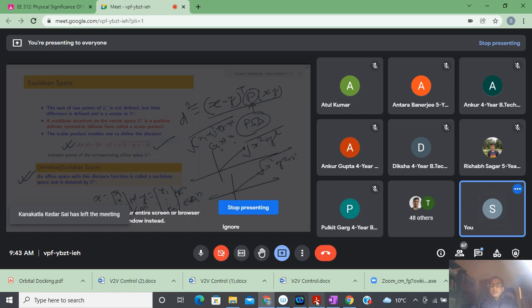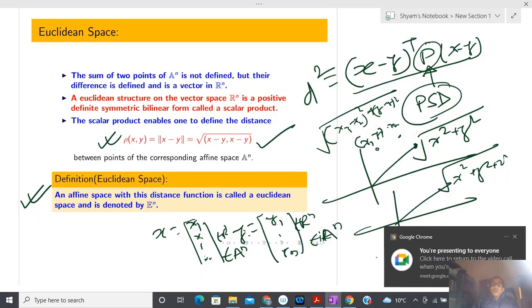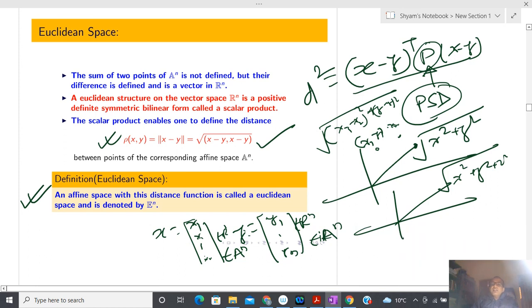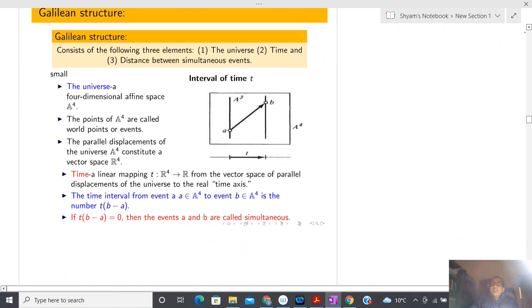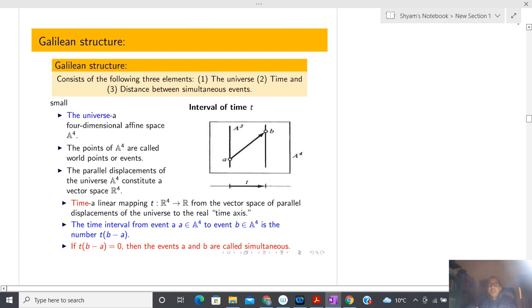Now let us come on. At least I understood now what kind of space we are talking about and how I can compare 2 points in the space. Now let us come to another thing that is called Galilean structure, because somehow I have to relate everything. Whenever we are talking about Galilean structure, they are talking about three different things. One thing is the universe, second thing is time, and third thing is the distance between simultaneous events.